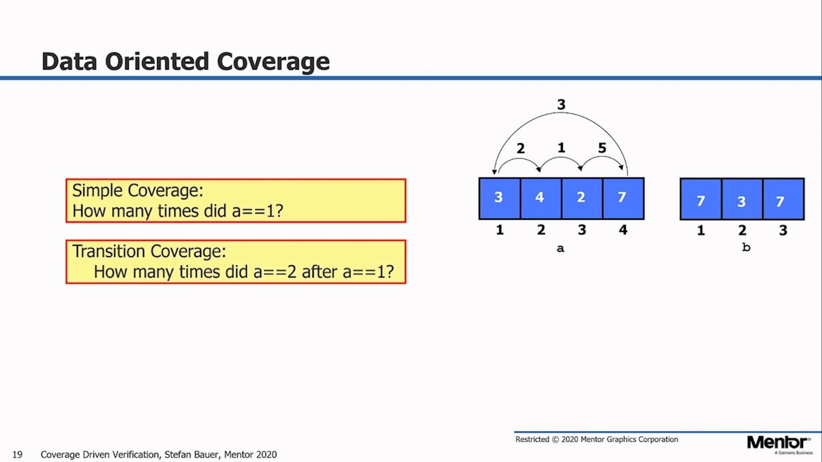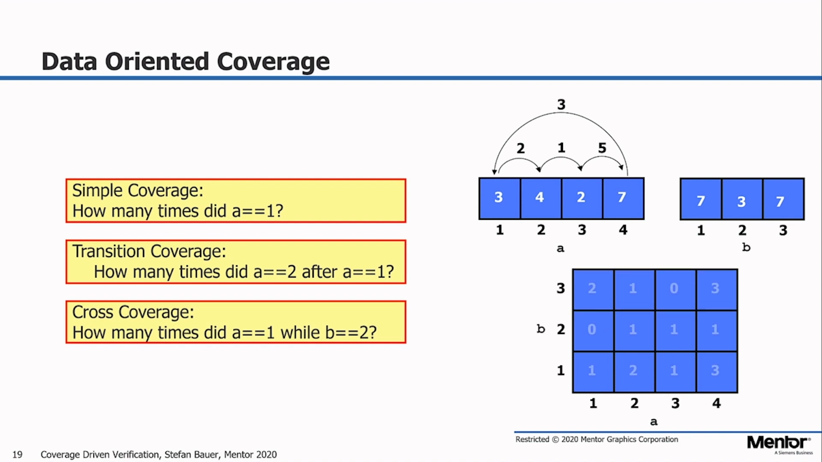Besides the simple coverage, you can also see transition coverage. This tells you how many times A equaled 2 after A was equal to 1. You can also collect cross coverage. That shows you each possible combination of signal A and B.